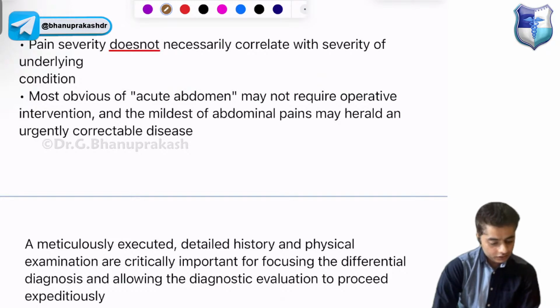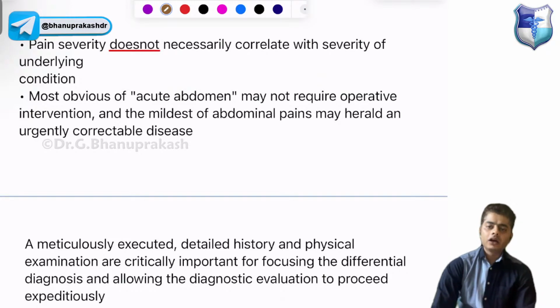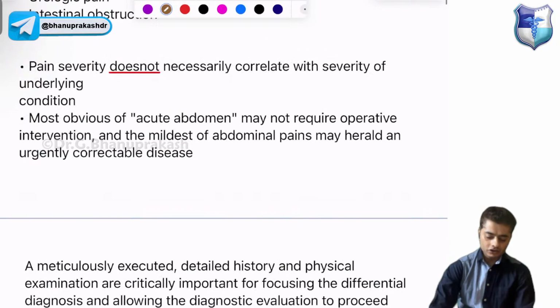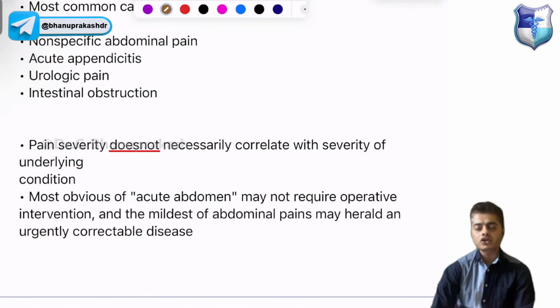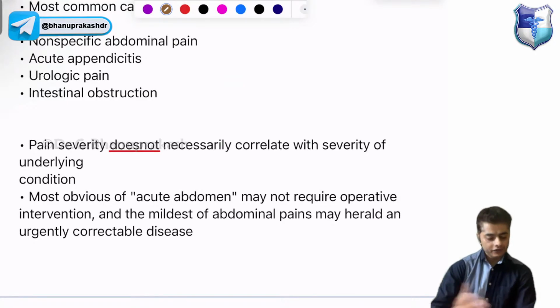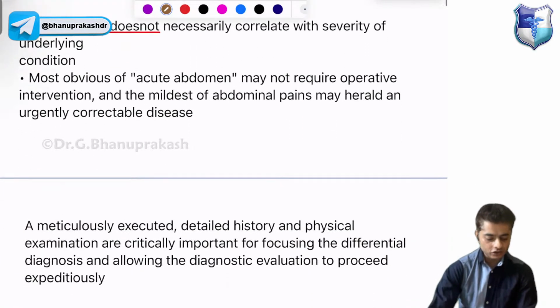Hello, Dr. Vipul. What is urological pain, sir? About urological pain, we will come to it in a few slides. After two or three slides, we will tell you what urological pain is. Till now, just remember that it is the third most common cause of abdominal pain in India and in the USA. In a few slides we will get to know what urological pain is.